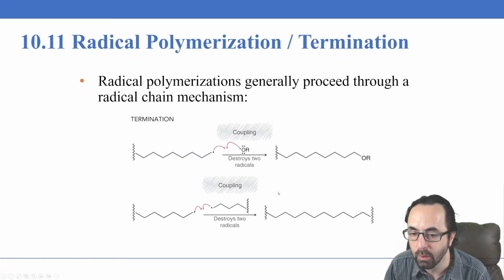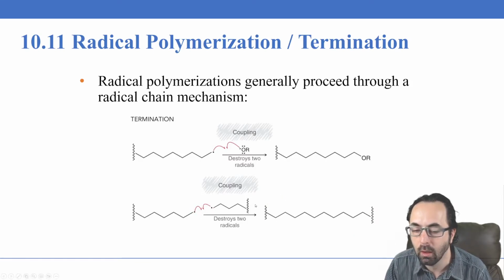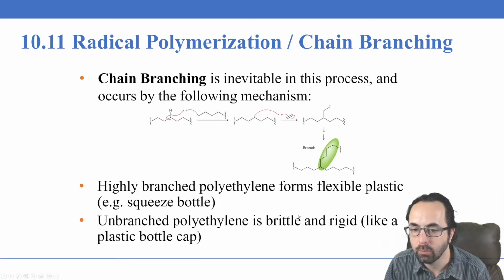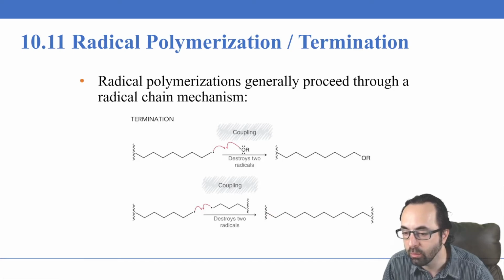Finally, at the end, we'll get coupling. There's a couple of types of coupling that can occur. We can have a coupling between the alkoxy radical and the alkyl radical here, and that will produce a product with the ether on the end here. Or we can get a coupling between the two alkyl radicals here.